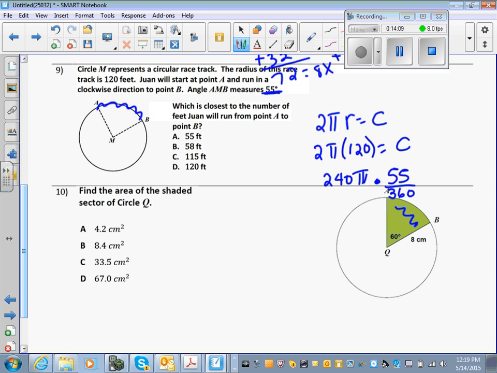This is an area question, so area is pi radius squared. The radius in this case is given to be 8. So area would be 64 pi. So that's the area of the whole circle. But I'm only interested in the area when it is 60 degrees. So I'll do the whole area times 60 over 360. Make sure you multiply out the pi, because the choices don't have any pi in them, so you need to actually multiply the pi out to find the answer.